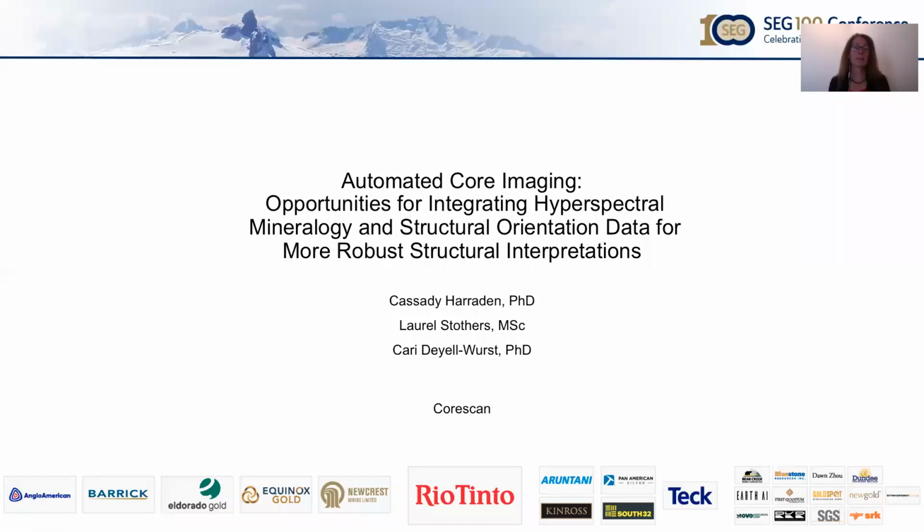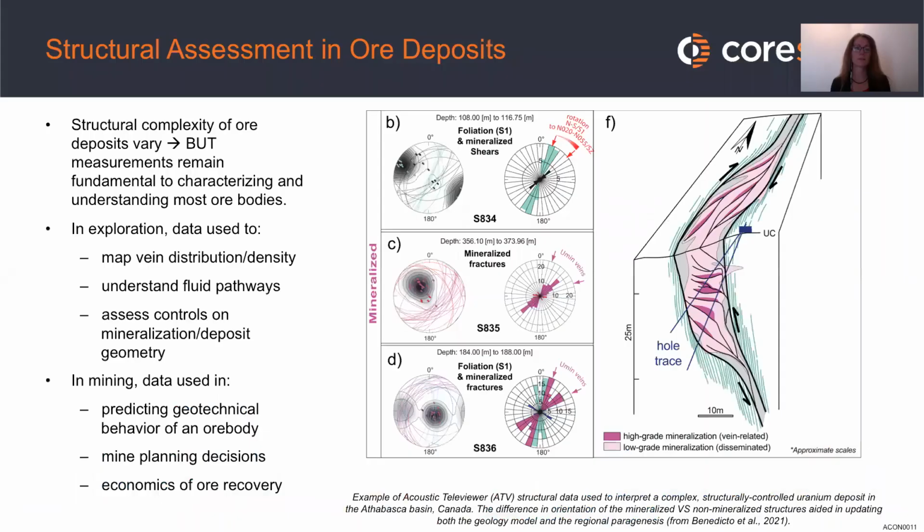Good afternoon, everyone. My name is Cassidy Harridan, and today I'll be presenting on using automated core imaging technology, specifically looking at opportunities for integrating hyperspectral mineralogy with structural orientation data to produce more robust structural interpretations. My co-authors are Laurel Stothers and Carrie Dial-Wurst, and we're with Corescan.